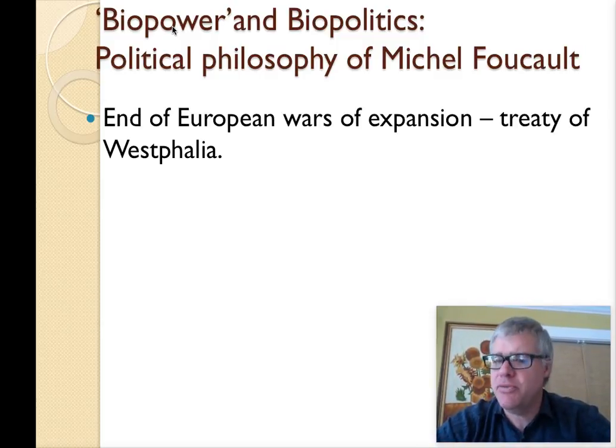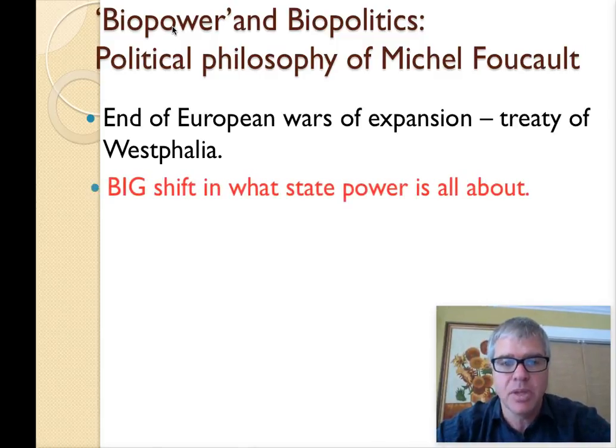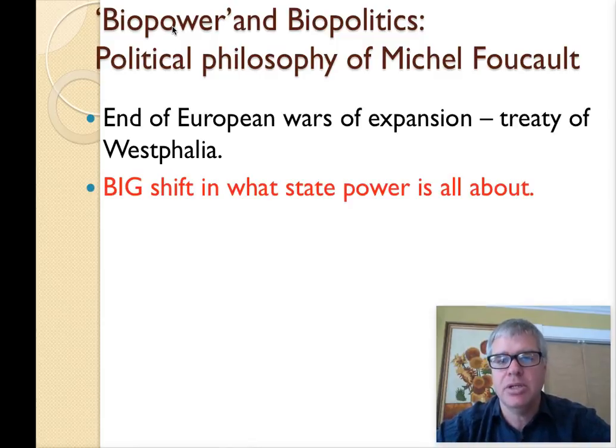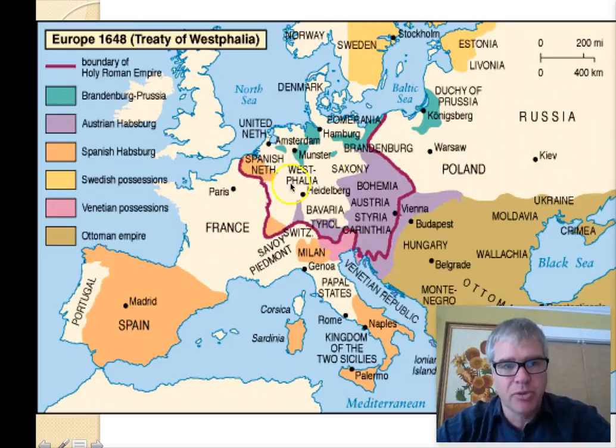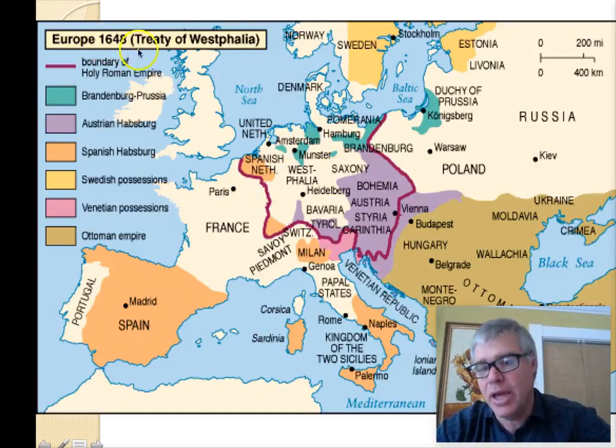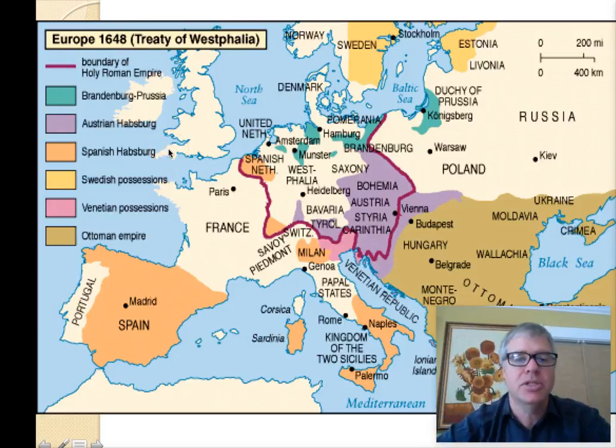He argues that there was a big shift that occurs back in European history around what's called the Treaty of Westphalia. And there's a big shift here in terms of what power is about. Okay, so this is what Europe sort of looked like around the time period of the Treaty of Westphalia. This is 1648, so it gives you an idea about how long ago this is.